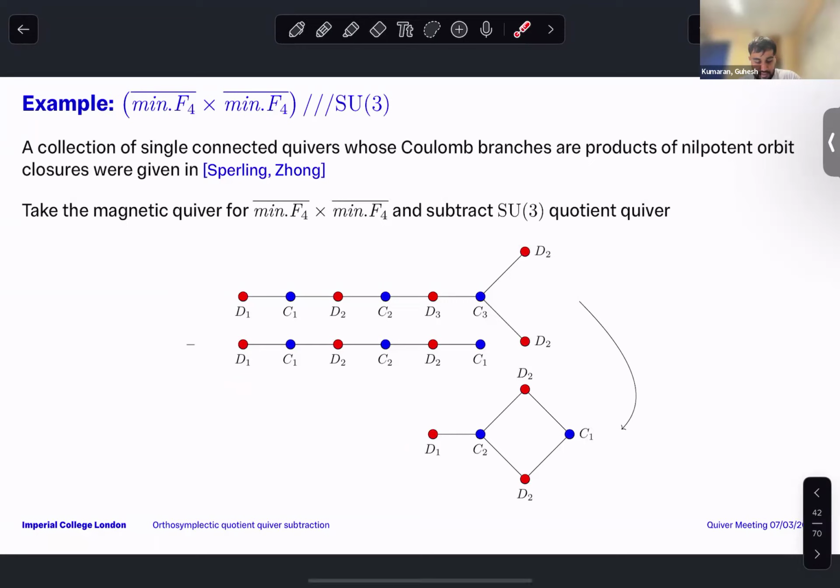Okay, so everything here up to the C2 vanishes, and then the D3 minus D2 is a D1, the C3 minus C1 is a C2, and then these D2s on the ends here need to see a C1. So that's my result.